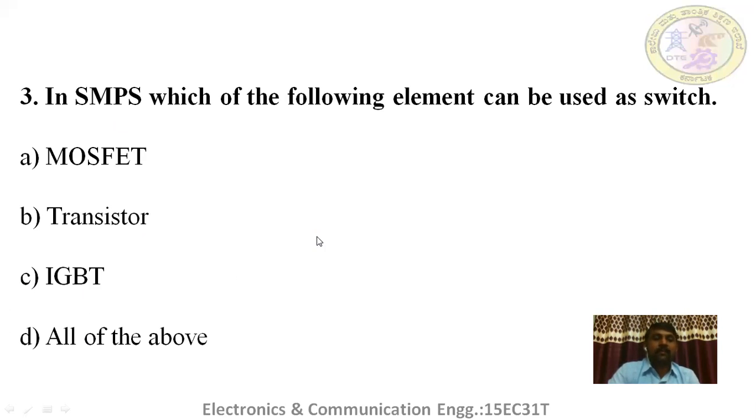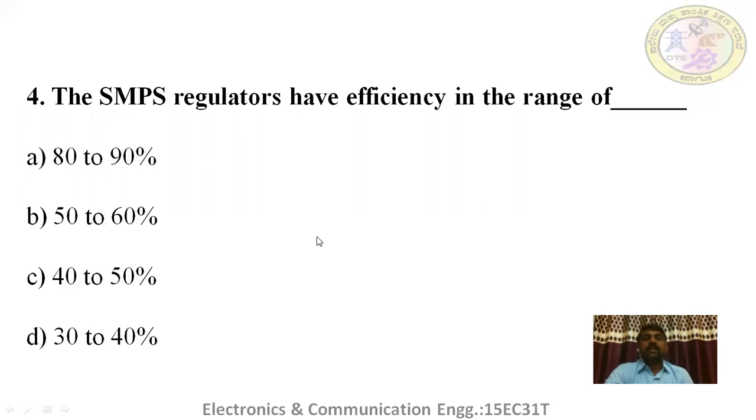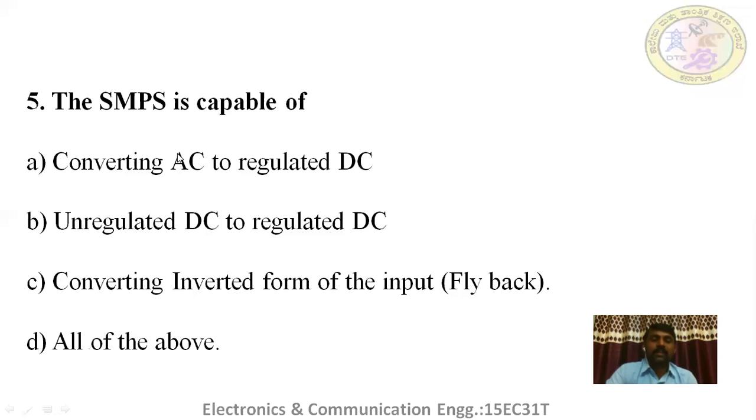The fourth one: the SMPS regulators have efficiency in the range of 80 to 90%, 50 to 60%, 40 to 50%, or 30 to 40%? We know that SMPS achieves the highest efficiency. So see which one is the highest here. Yes, the SMPS regulators have efficiency in the range of 80 to 90%.